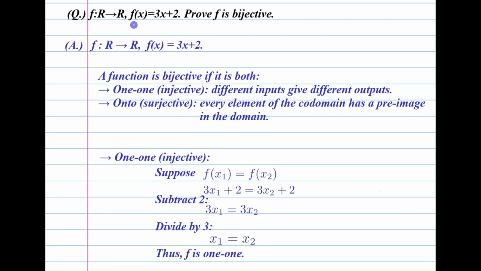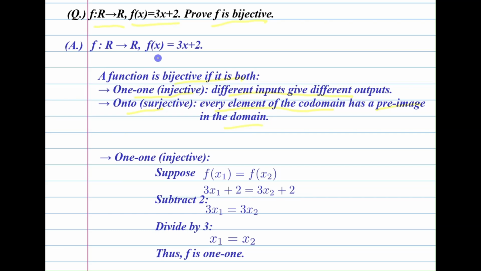In this question, f(x) is equal to 3x plus 2, which is from R to R, the set of real numbers. We have to prove f is bijective. So a function is bijective if it is both one-one, which means different inputs give different outputs, and onto, which means every element of the codomain has a pre-image in the domain.